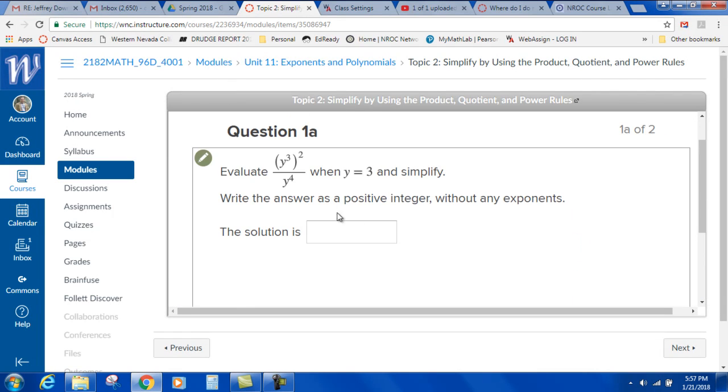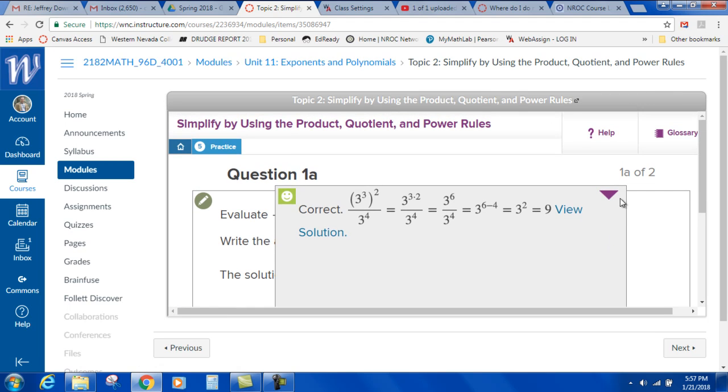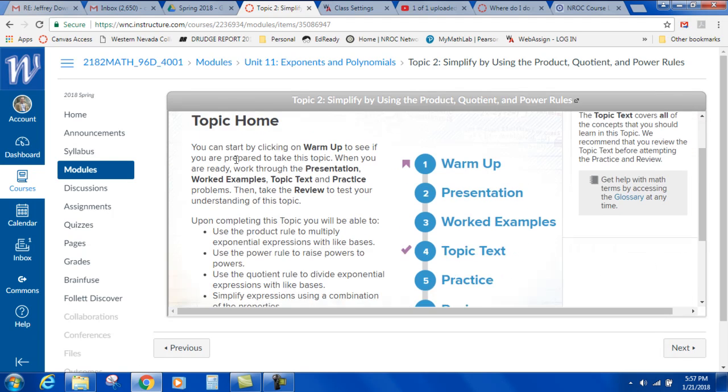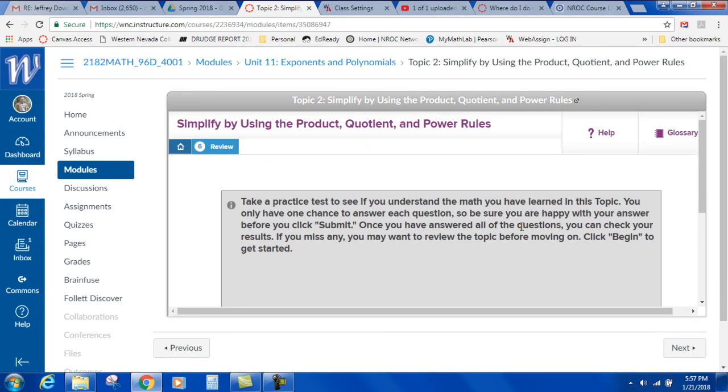Okay, y cubed squared over y to the fourth. Would that just be 9? Let me see. I got it correct. Yay. Okay. And then after that, you would actually have some review problems to do. Now, none of this counts towards the homework. It's a learning process, though.